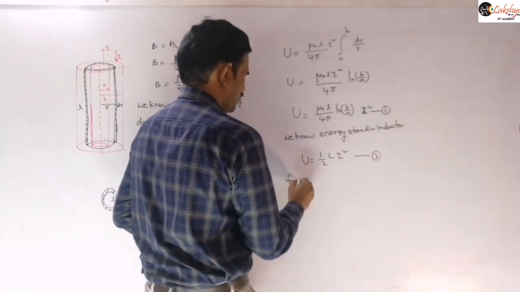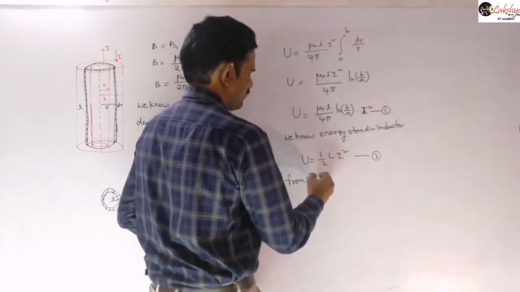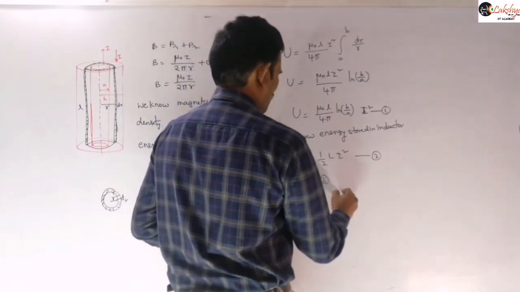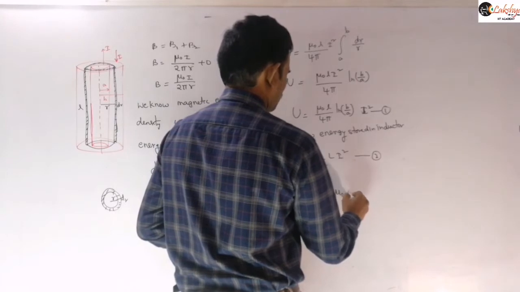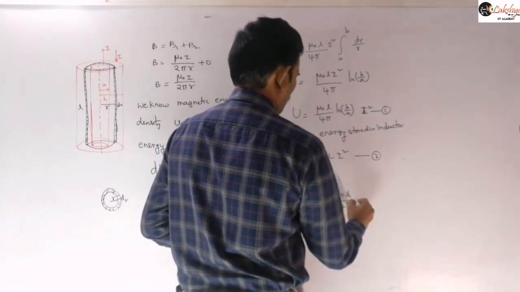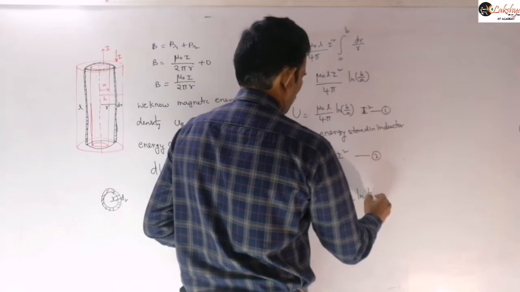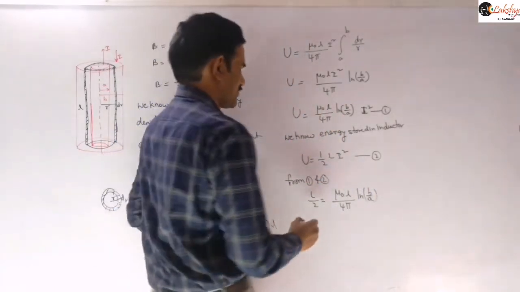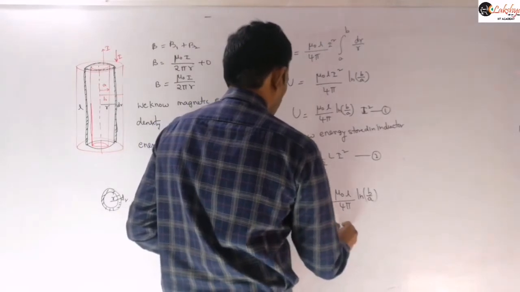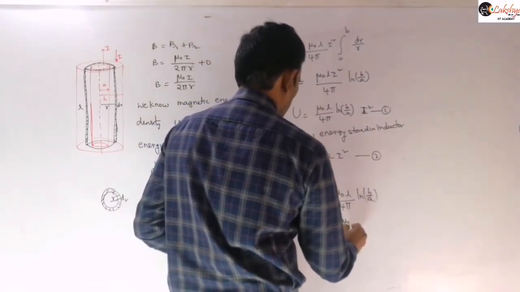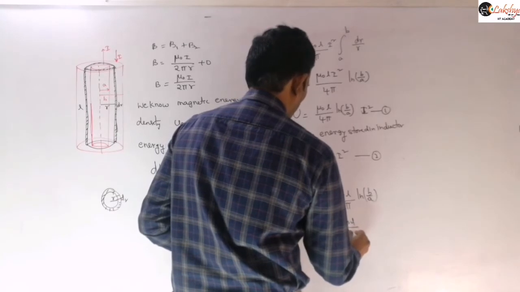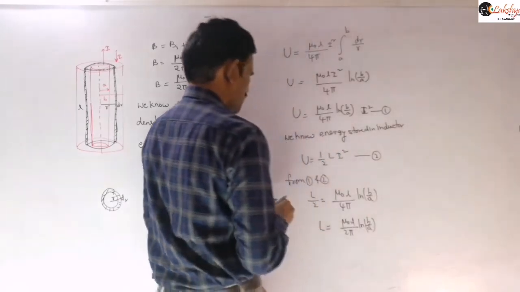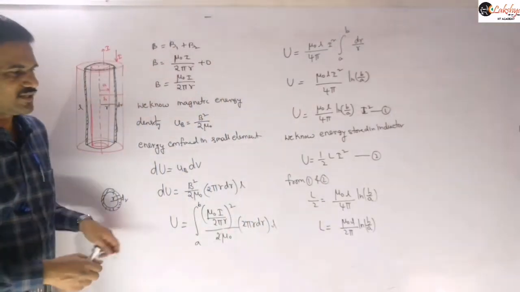From equations 1 and 2, we can write L by 2 is equal to, on this side, mu naught l by 4 pi into ln b by a. So this is our L by 2 value. Therefore L is equal to mu naught l by 2 pi into ln b by a. So this is the inductance.